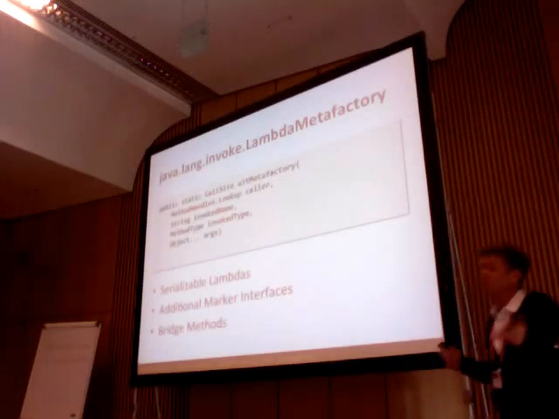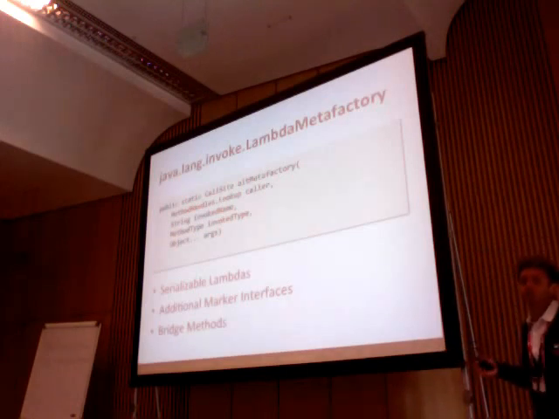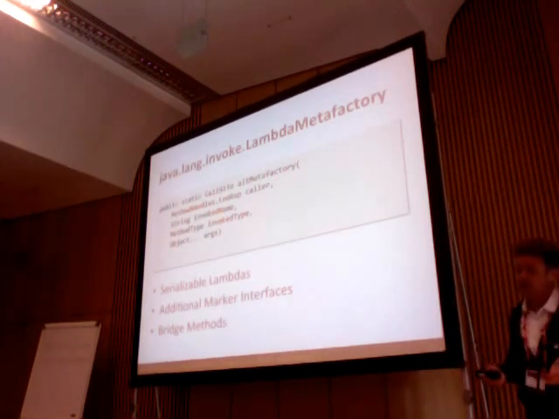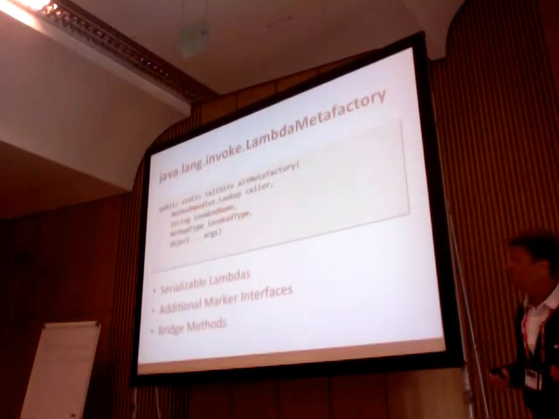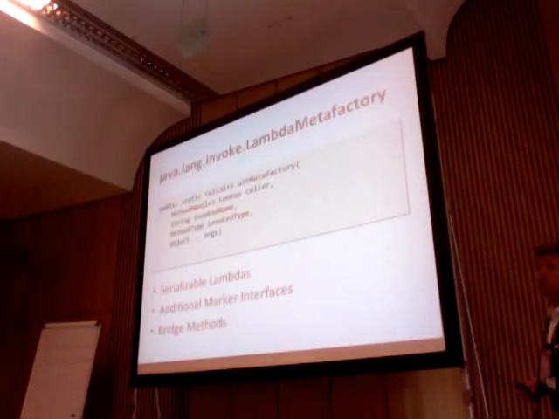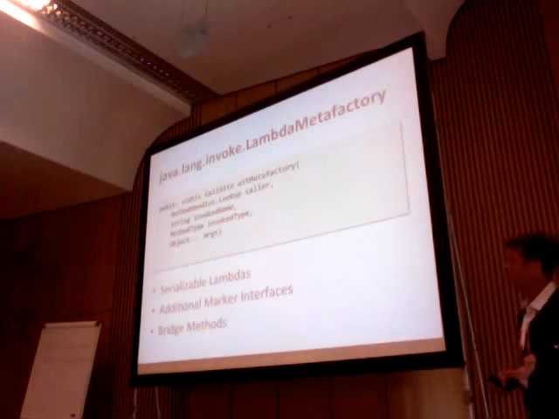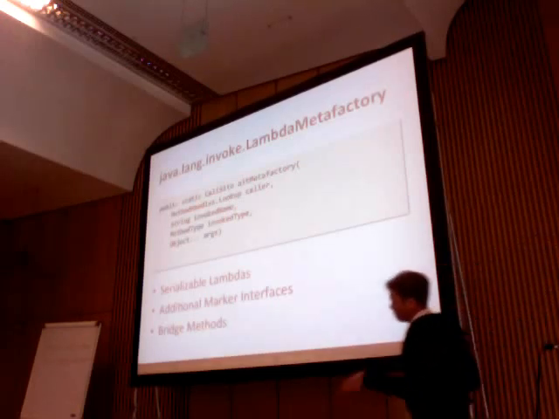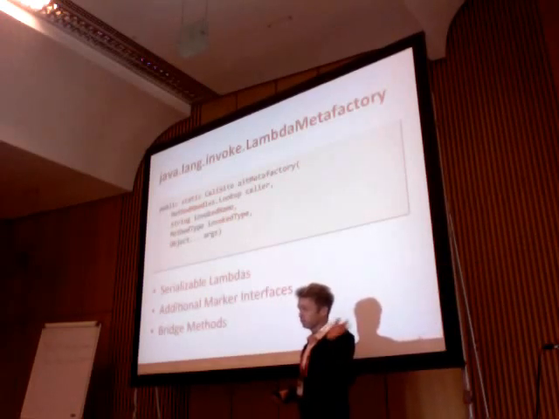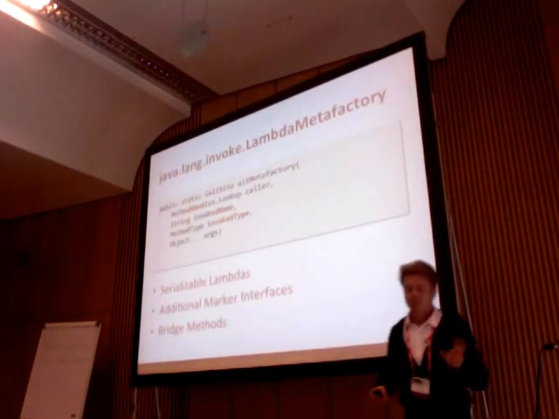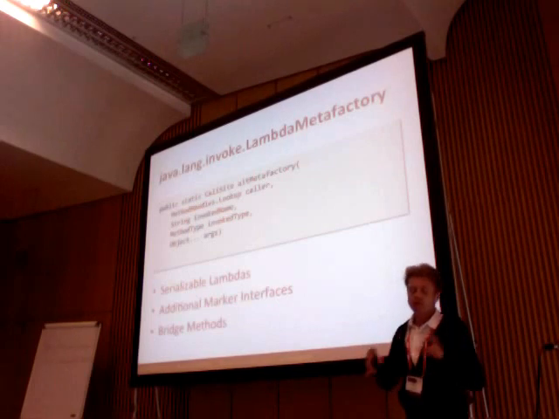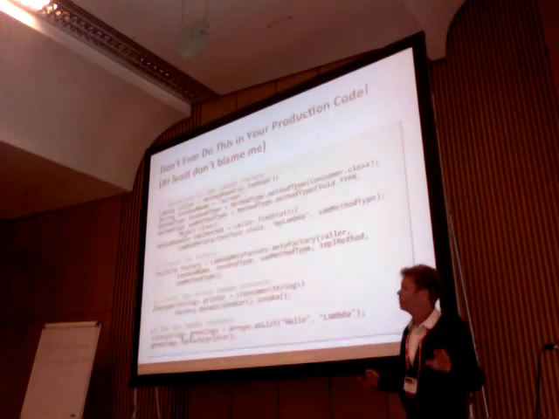Actually, the signature is only known by the compiler, or should be known by the compiler. It's specified, but you don't use it directly. This way, you can create serializable lambdas. You can add additional marker interfaces to your Lambda implementations, or sometimes you need to create so-called bridge methods. I have lots of code and examples for you later on. If you try to understand how everything works, you could actually use the LambdaMetaFactory directly.